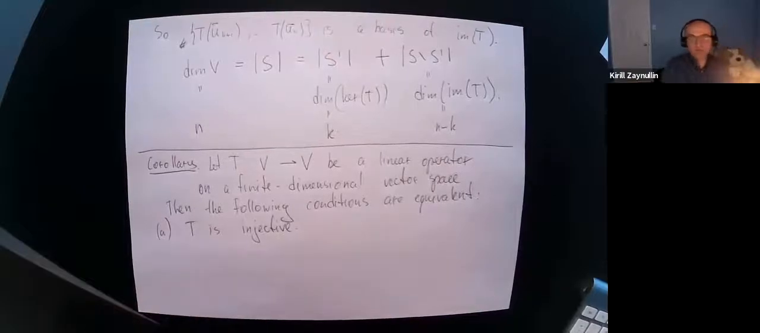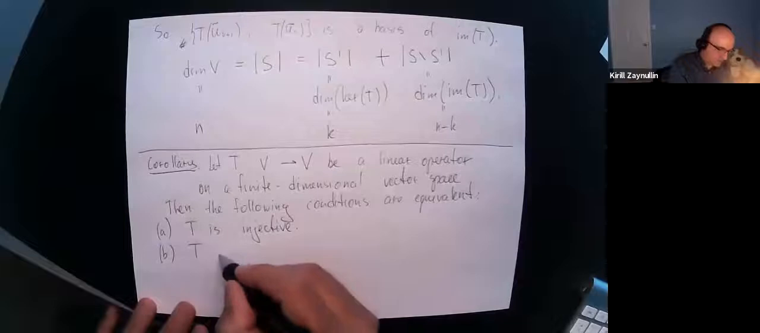Again, let me remind you what injective is. Injective means that the kernel is zero, right? The kernel is trivial. The kernel is the zero space. Or if you wish, this is one-to-one. We already have seen that this is the same. So now B.